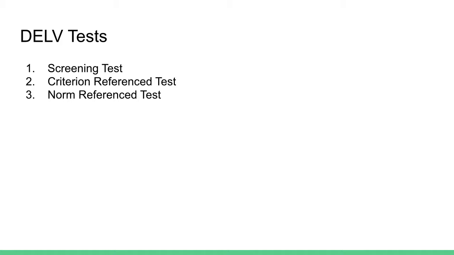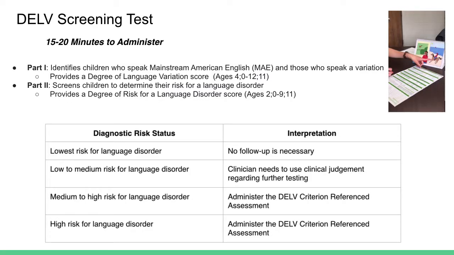There are 3 separate tests that belong to the DELV assessment package. These include the screening test, criterion reference test, and the norm reference test. The first part of the assessment is the DELV screening test. It serves as a way to identify the degree of language variation from mainstream American English, meaning that it can be used with any dialect of English. In addition to this, it screens to determine the risk for a language disorder. The score of this part of the screening test determines diagnostic risk and future actions that should follow.